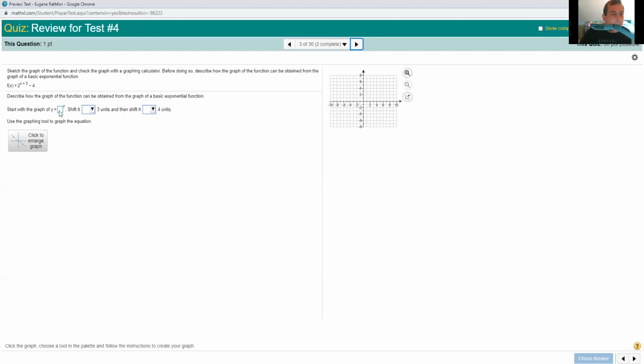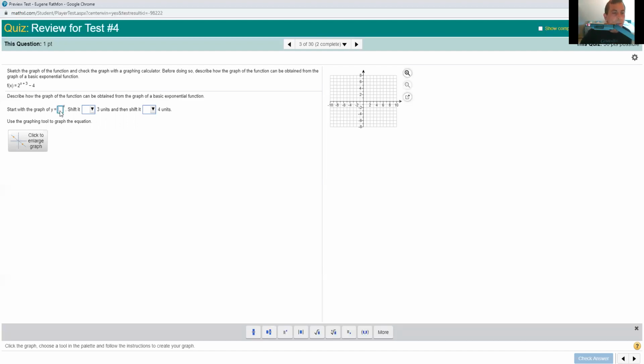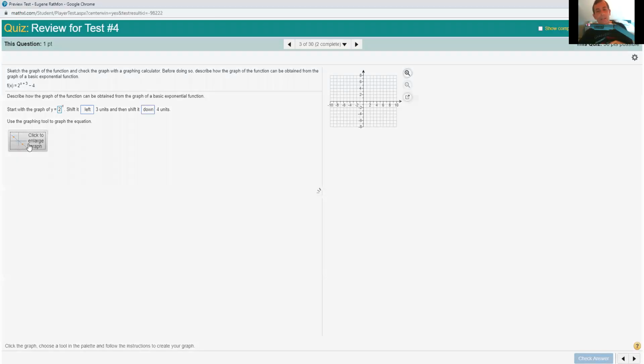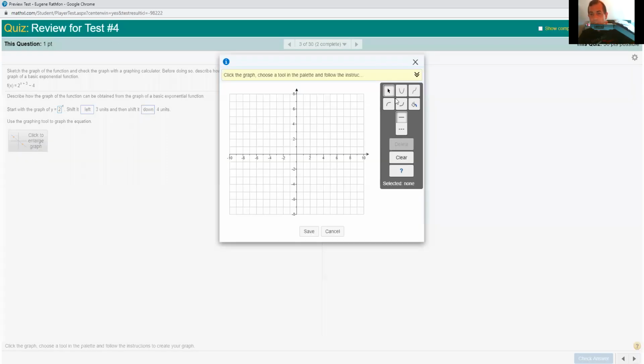So right here, you got to come in and we're going to start with the graph of two to the X. Now we had a plus three here, so we're going to actually shift it left 3 units. And then the four was negative, so it'll go down. And then y'all, once again, you got to click on this and move the graph. So it's still the same graph, the exponential. So just come over here and click somewhere. And it's going to put my graph in.